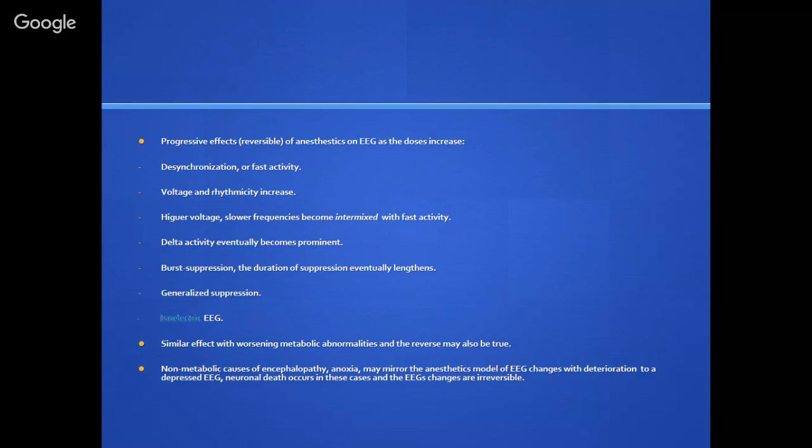So there's going to be desynchronization of the fast activity. The brain usually appears as a synchronized machine, right? So as you start using anesthetics, you lose that synchronization. So one side will appear slower than the other. You can have multifocal slowing. The voltage and rhythmicity increase, meaning that as the delta starts to appear, there's going to be a higher amplitude. The delta becomes more prominent. You can see at the end more burst suppression, and at the end it's going to be the isoelectric EEG that we see mostly in brain damage.